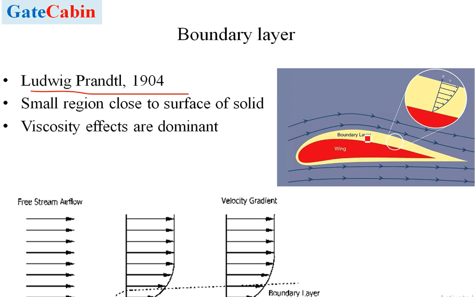A boundary layer is basically a very thin, very small region that forms when fluid moves over the surface of a solid. Whenever a fluid moves over the surface of a solid object, in the vicinity of, or very close to, the surface of this solid, there is a very small layer which can be recognized when you zoom in. This boundary layer becomes very important because the viscosity of a fluid plays a very important role in this region, as you can see here.